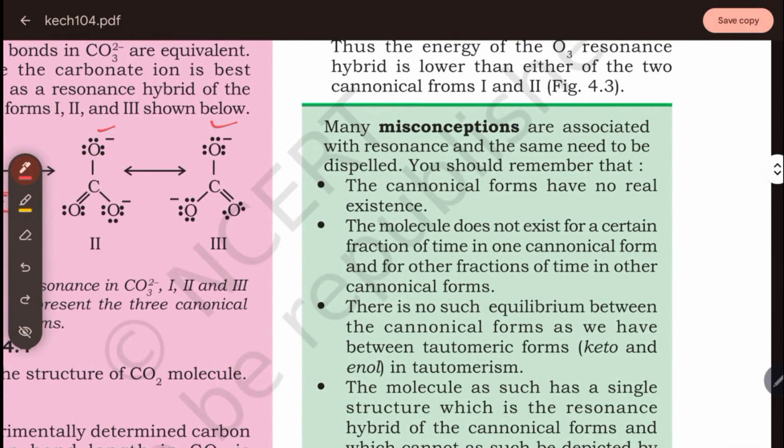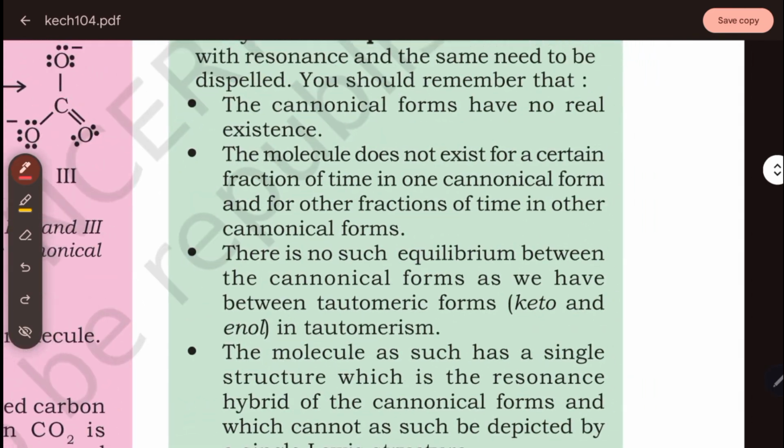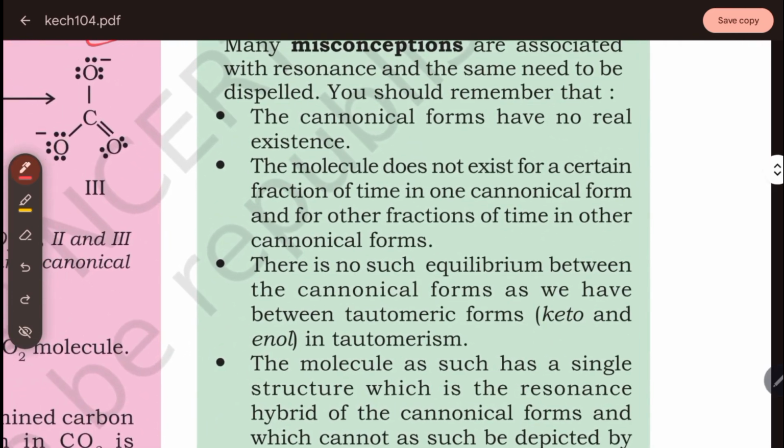There are many misconceptions about resonating forms, but please keep in mind that the canonical forms don't have real existence, but they contribute to the resonance hybrid structure. There is no equilibrium between the canonical forms. Only if there are identical canonical forms can we say they will have equal contribution.